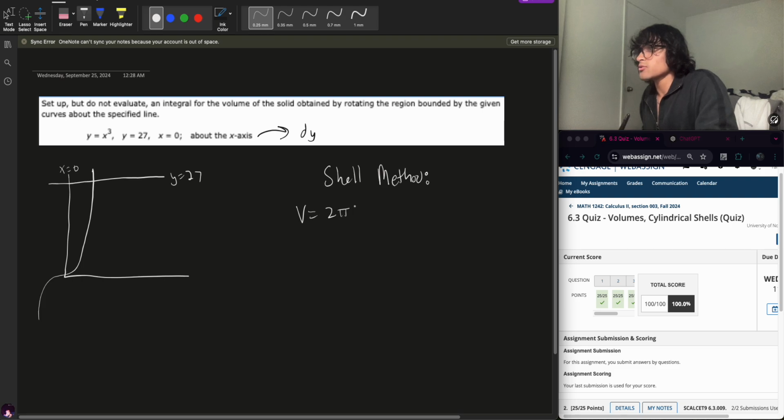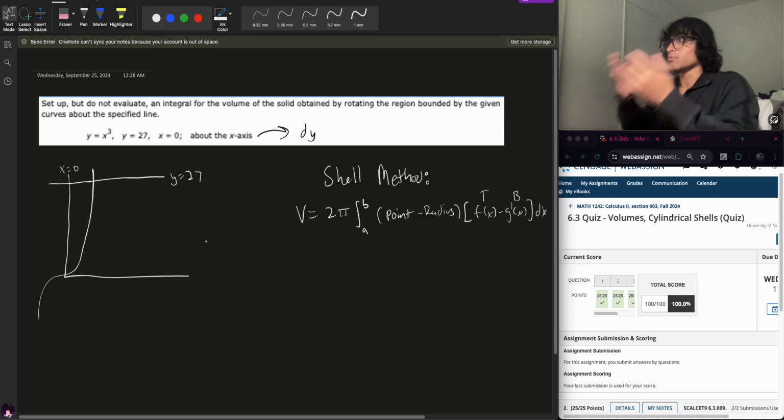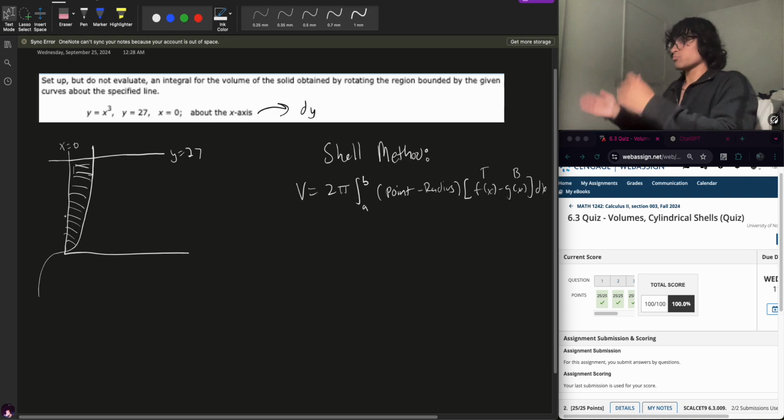Volume equals 2 pi integral from a to b, point radius times f of x minus g of x with respect to dx, and this problem is dy, with this being the top, with this being the bottom, which is why, since we're doing it about the x-axis, it would be easier to think of it in a rotated way when we're talking about what is top and what is bottom.